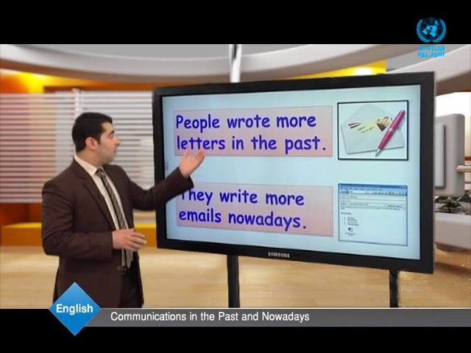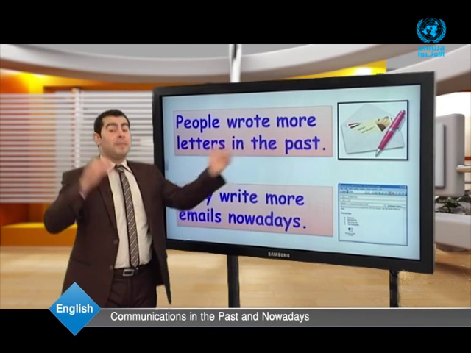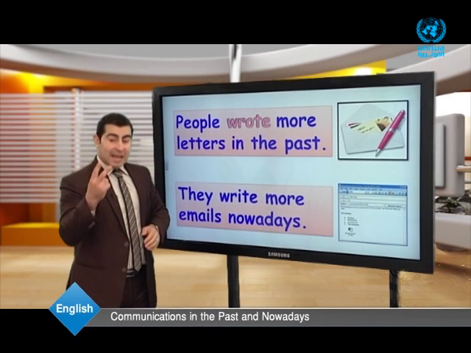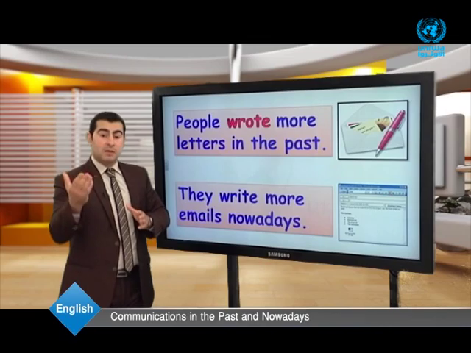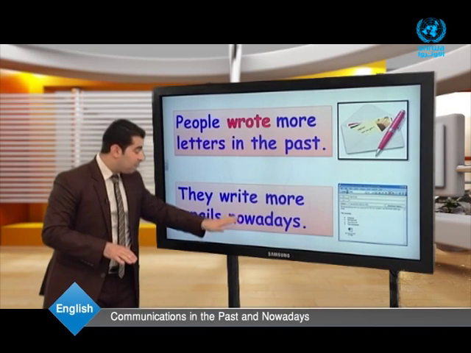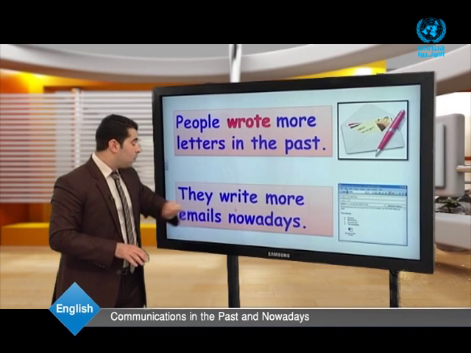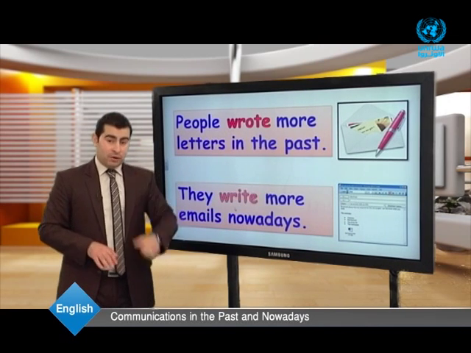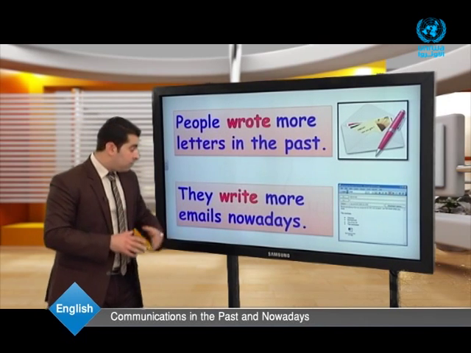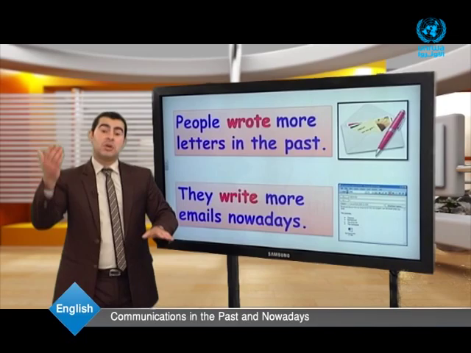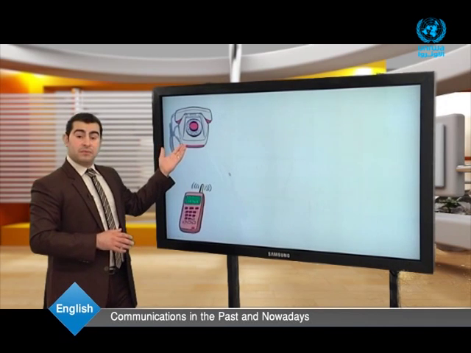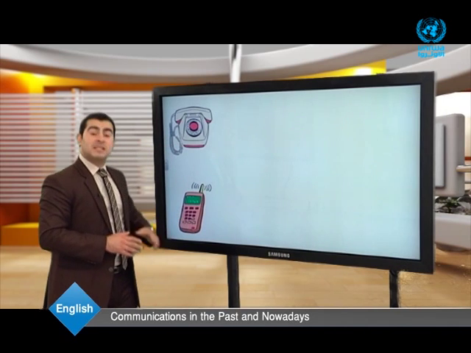Look, dear students. In the past, people wrote. We used the second form of the verb because it is in the past. Wrote. But because we have nowadays, we used the first form of the verb, which is write. So wrote is the second form of the verb write. Write, wrote. Okay. Now look, excellent, this is a telephone and this is a mobile phone.